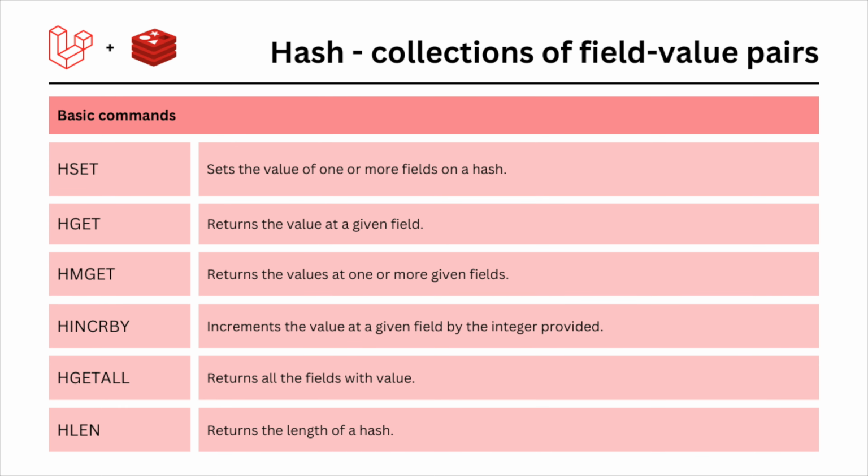Now let's see some basic commands. HSET is to set the value of one or more fields on a hash. HGET is to get the value of a hash field. HMGET is to return the value of one or more fields. HINCRBY is to increment the value of a given field. Field represents a key here, basically. HGETALL is to return all the fields with the value, and HLEN is how many fields total are there in the hash.